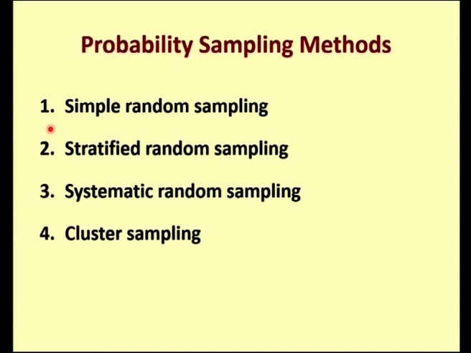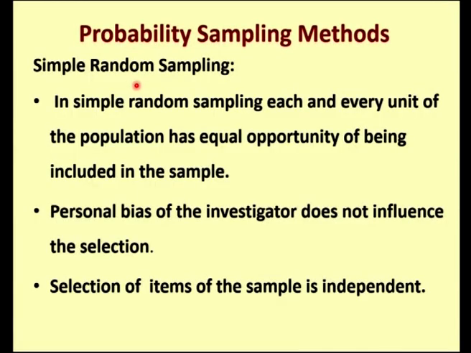We have different methods under probability sampling. The first one, simple random sampling, stratified random sampling, systematic random sampling and cluster sampling. We will see all the four methods in detail. The first one, simple random sampling. As the name says, it is a very simple method, easy to take a sample from the population using this random sampling method.